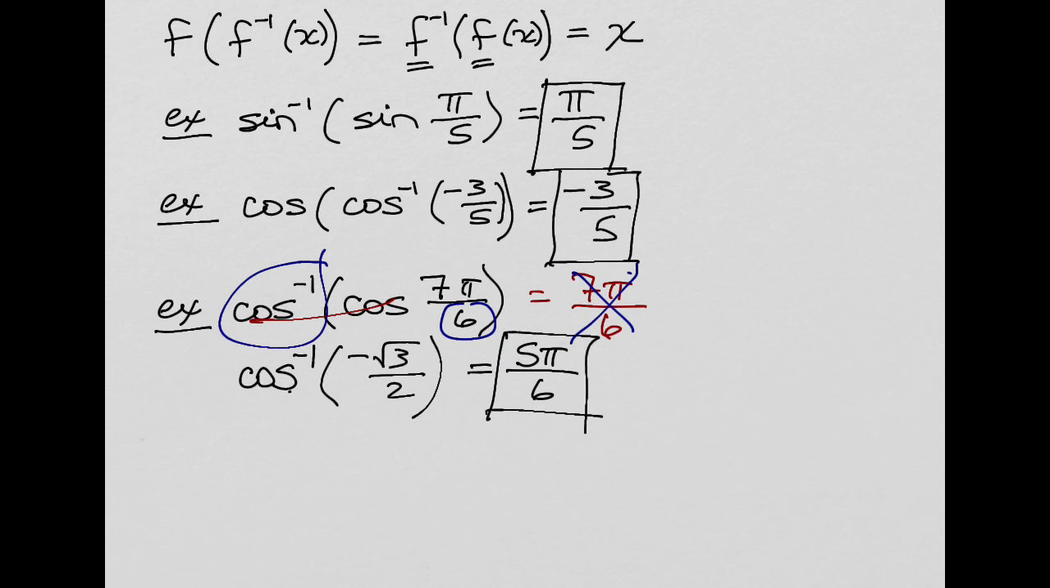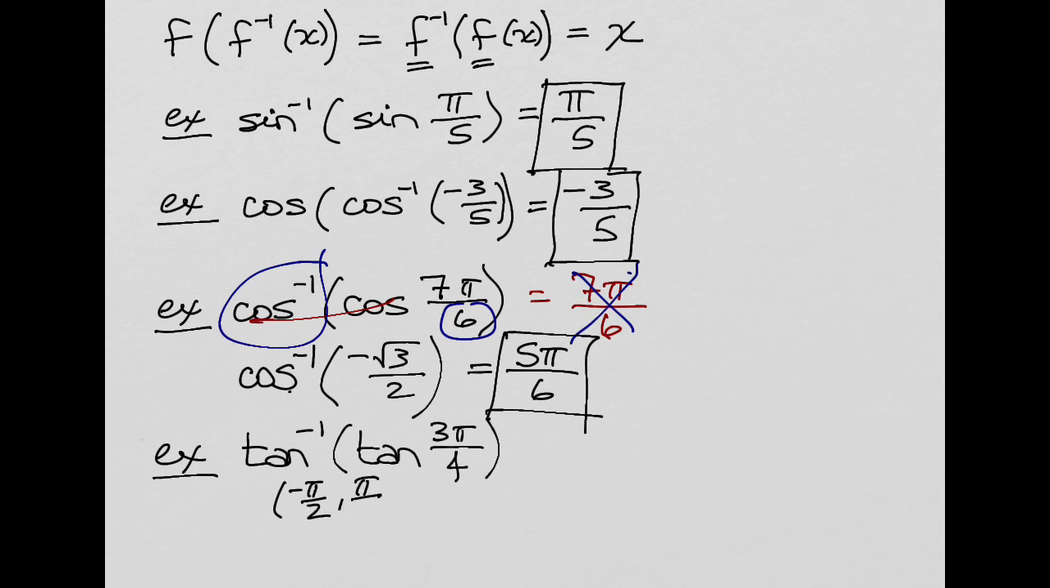So we have to use a little bit of caution here. Suppose I want the arctangent of the tangent of 3 pi over 4. Same problem here. The range of the arctangent function is quadrants 1 and 4, minus pi over 2 to plus pi over 2. 3 pi over 4 is not in that range.